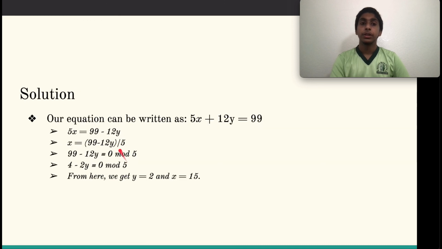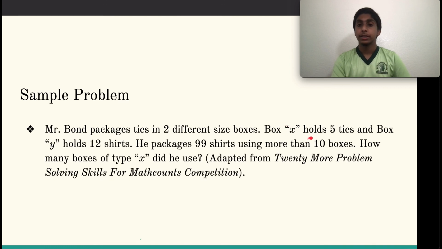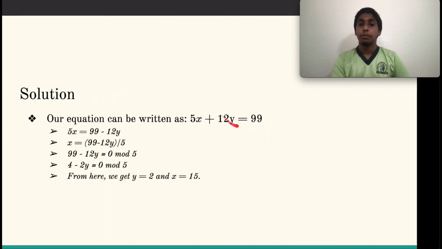Okay, so hopefully you solved the problem. Let's go over our solution. Our equation can be written as 5x plus 12y is equal to 99, right? Because box X holds 5 ties, and box Y holds 12 ties, and we had a total of 99 ties. You could have also made another equation with 10 because he used 10 boxes, and then solved using a system of equations, but here we're just going to use Diophantine equations using our one equation.